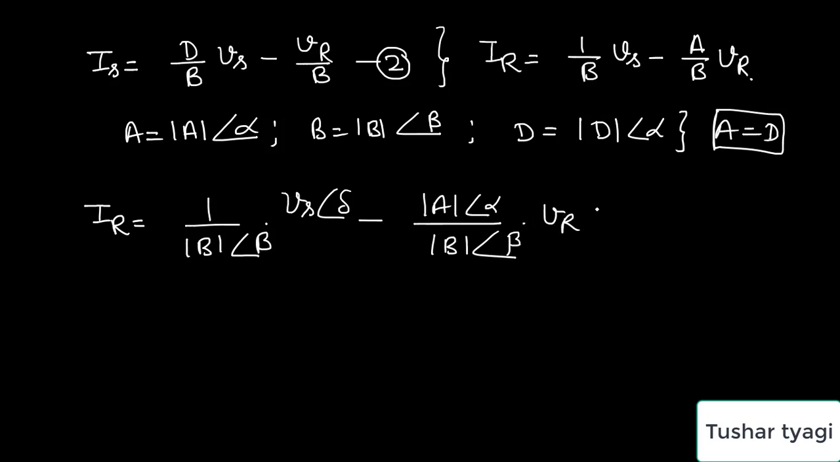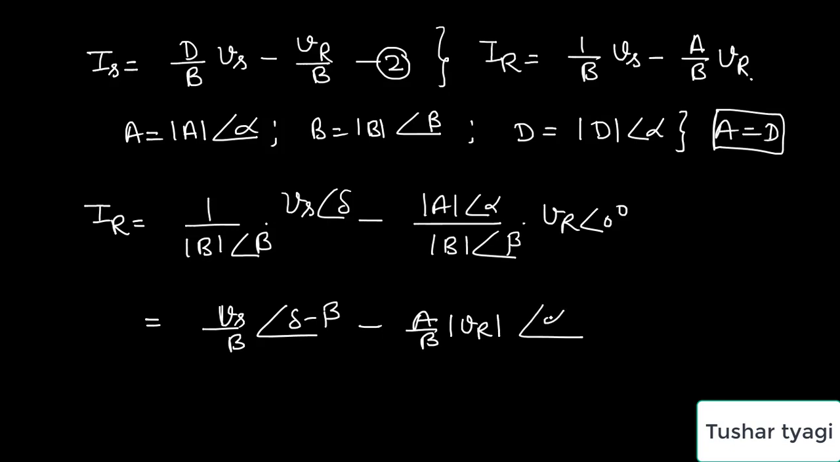VR is VR angle 0. So I can write this as 1 upon B, or simply Vs upon B, with angle delta minus beta, minus A by B, because in rectangular form whenever the angle goes above it comes as negative. So A upon B times mode of VR, the angle will be simply alpha minus beta. Remember this particular.